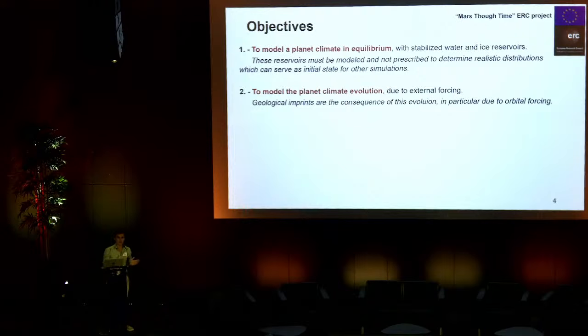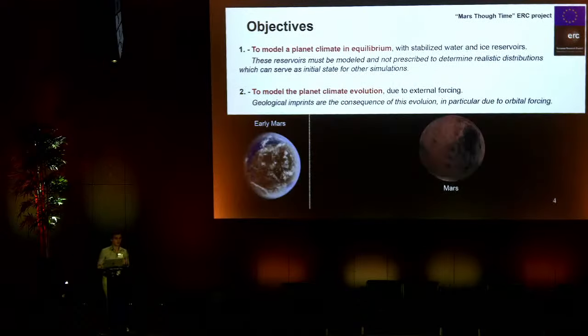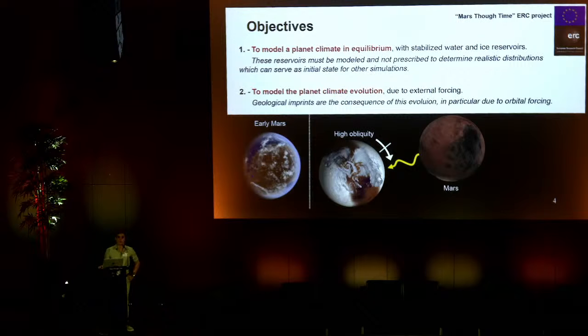And the second objective is, well, the one that I would be interested in for the NPLD, is to model the planet climate evolution according to some external forcing. So also we want to model early Mars, and there was a talk about hydrology done by Alexandre Gauvin yesterday, but here I'm going to focus on the variation of obliquity.